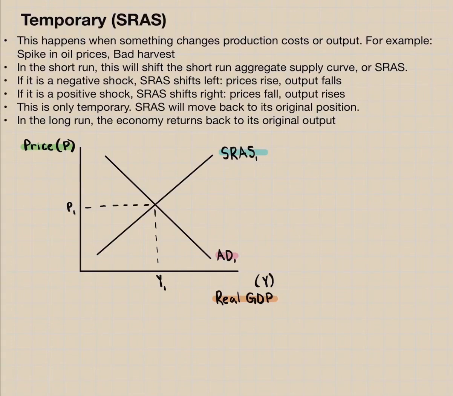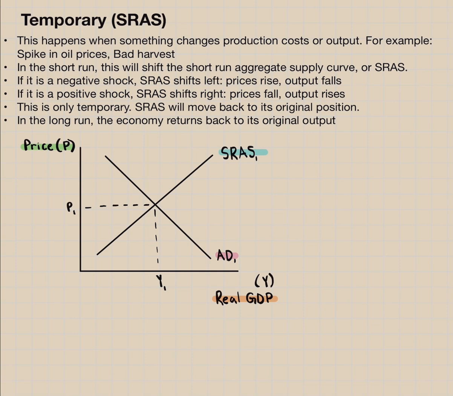Temporary short-run aggregate supply. This happens when something changes production costs or output. For example, a spike in oil prices or a bad harvest. In the short run, this will shift the short-run aggregate supply curve, or SRAS. If it is a negative shock, SRAS shifts left. Prices rise and output falls.